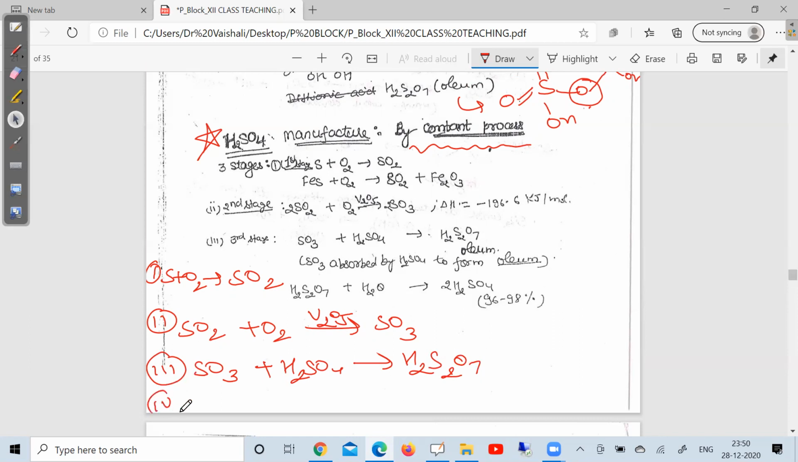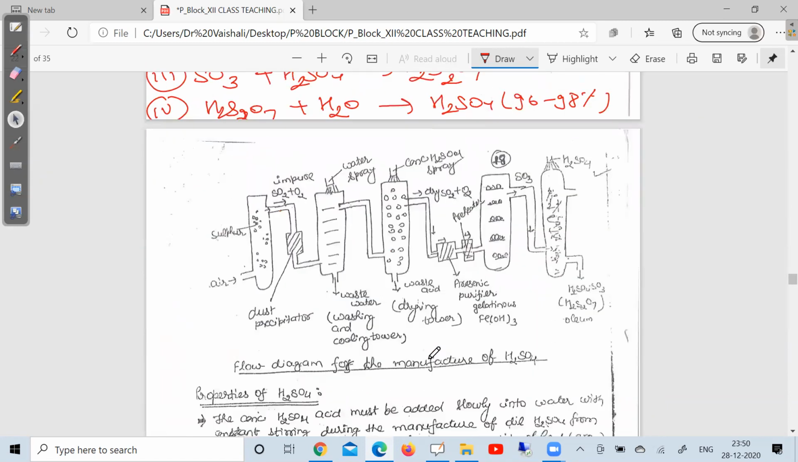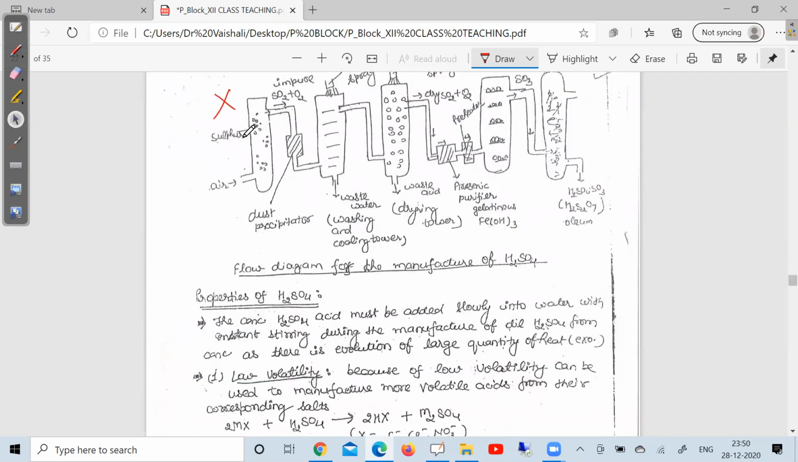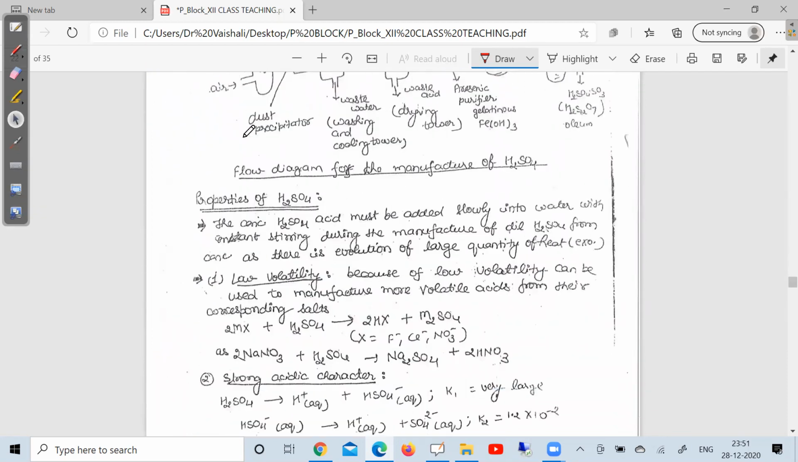And now fourth, this oleum is further hydrolyzed. This oleum reacts with water to form sulfuric acid, which is 96 to 98%. Simply, you can remember all these 4 steps for formation of sulfuric acid. No need to read or learn this structure, this drawing, it's not required. It is just like a flow diagram.